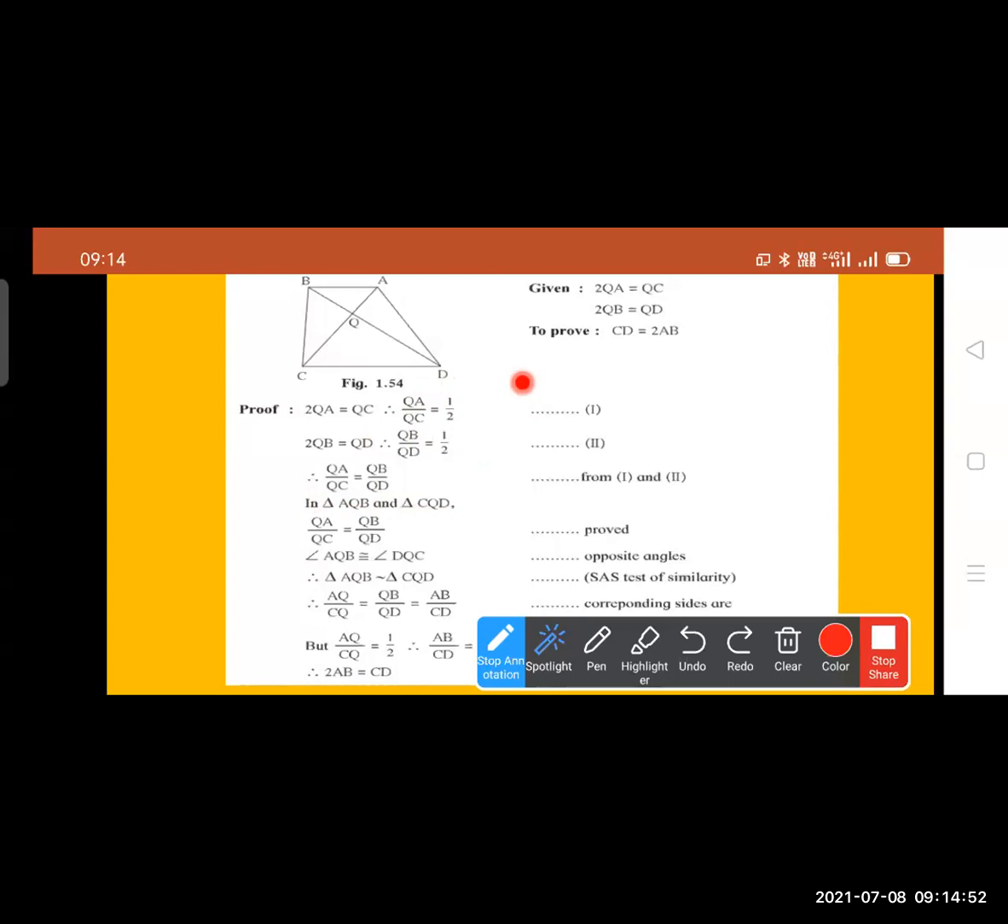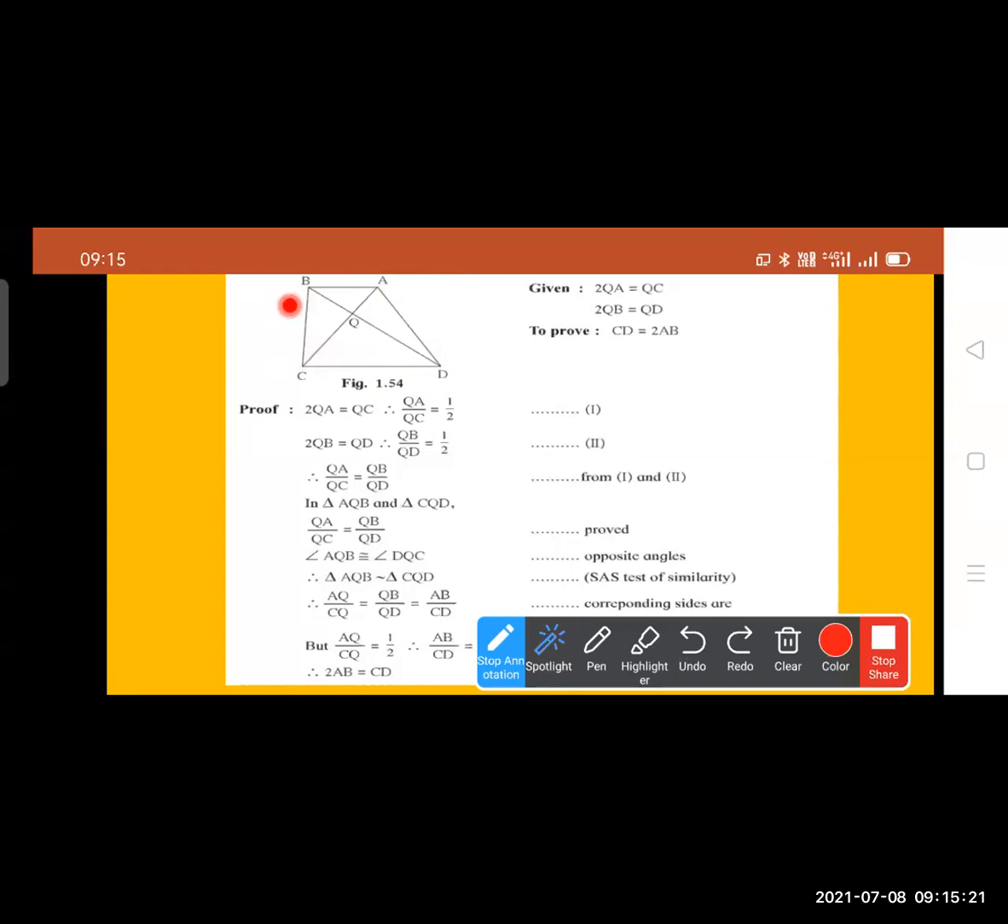Again I explain. Two conditions are given. From the first condition, we take the ratio QA by QC is equal to 1 by 2. And from the second condition, QB by QD is equal to 1 by 2. Comparing equations 1 and 2, we get the right hand sides are equal, so QA by QC is equal to QB by QD. Now we have to show that CD is twice AB.